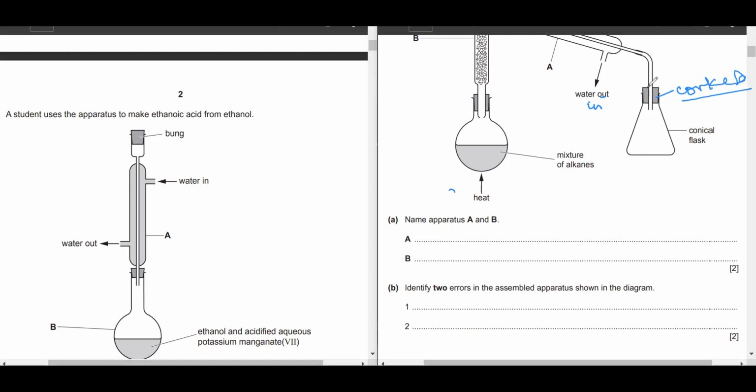Why? Because after condensation, the liquid falling into it might create build-up pressure because it's still warm, and because of that the liquid might be sucked back again. There are no more vapors entering here, so there should not be any stopper. Otherwise liquid will start sucking back into the condenser and back into the mixture flask again. So that is the second error.